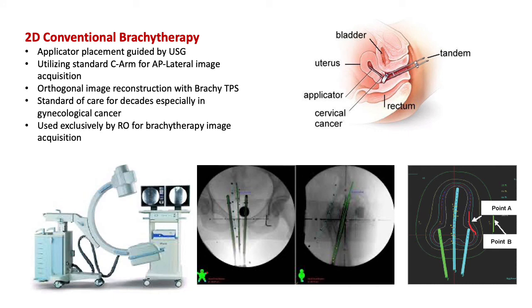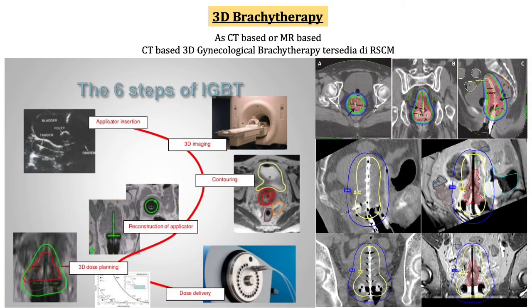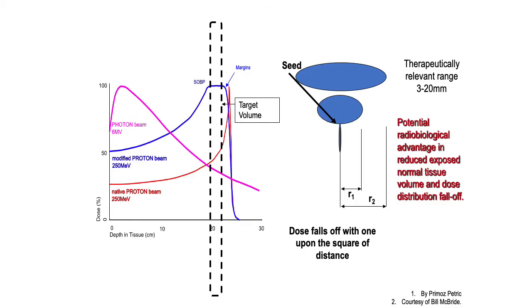Just like external irradiation, brachytherapy can also be done with 2D verification techniques by using a C-arm. This image shows the radiographic image of the applicator's position in a cervical cancer brachytherapy case. Or we can use a 3D technique, where we do verification using a CT scan. Schematically, the dose distribution of brachytherapy is actually similar to that of protons, which results in a reduction of the portion of normal tissue that gets irradiated.